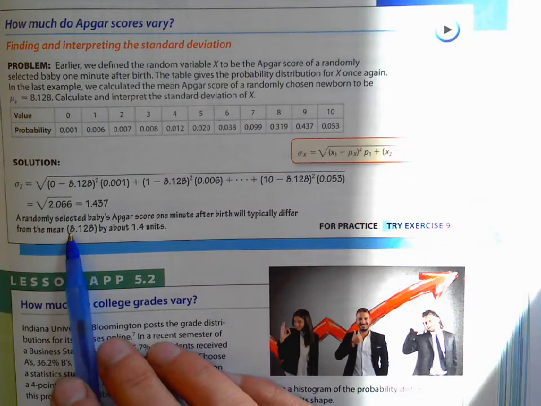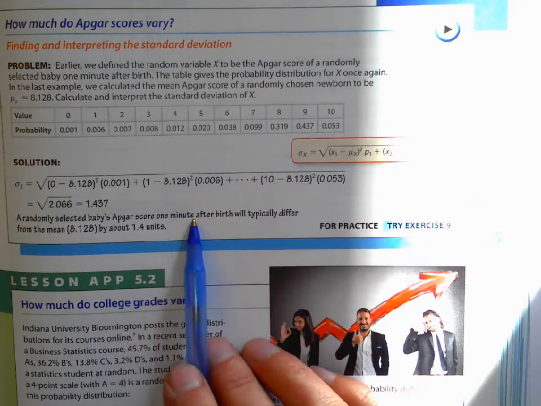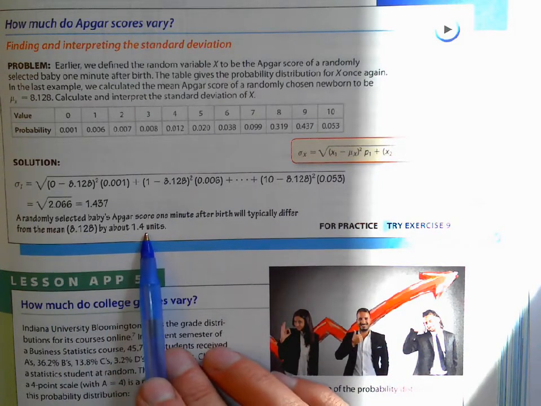So in interpretation, a randomly selected baby's APGAR score 1 minute after birth will typically differ from the mean by about 1.4 units.